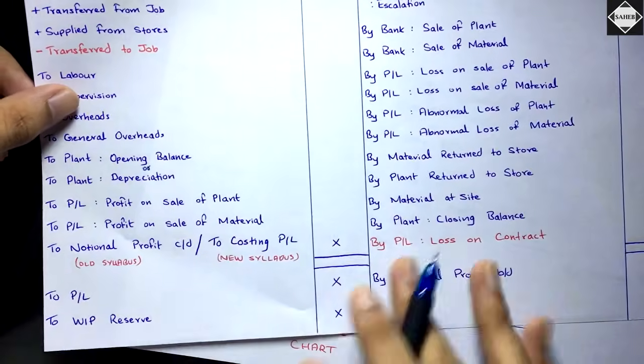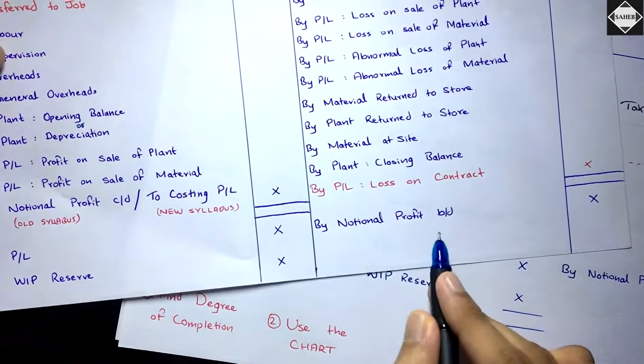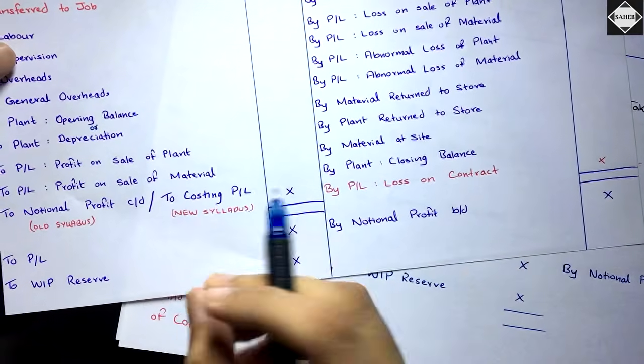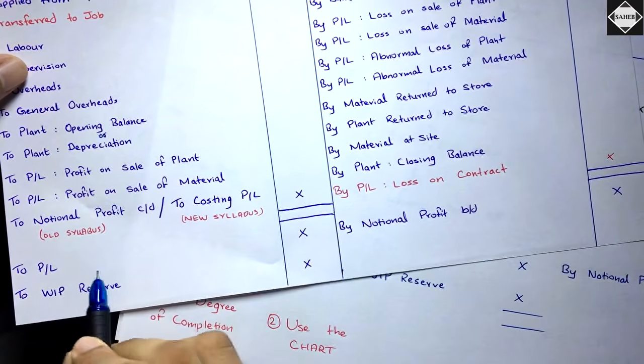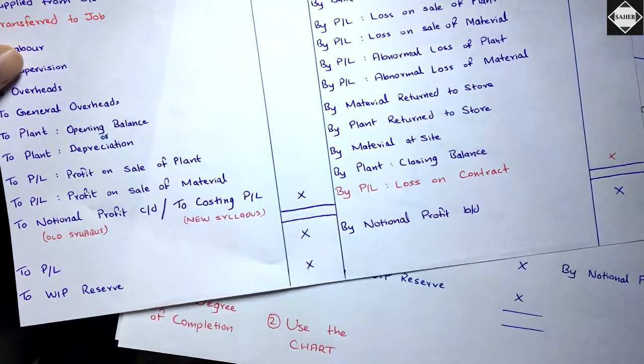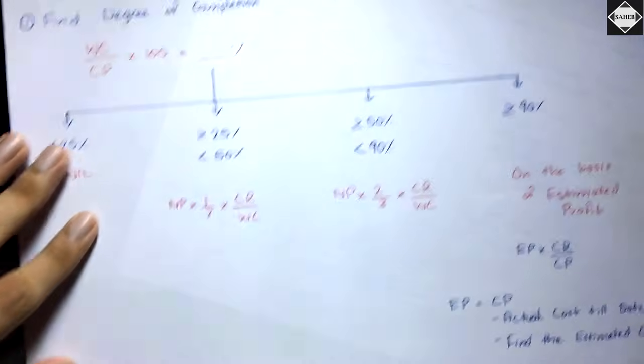See the format properly. The notional profit you have to carry down, then take it over here as brought down, and then split that. You have to do some calculation to see how much to take to costing profit and loss, and whatever the balance is would go to WIP reserve. That's what we saw. So, how much amount is to be taken to profit and loss?